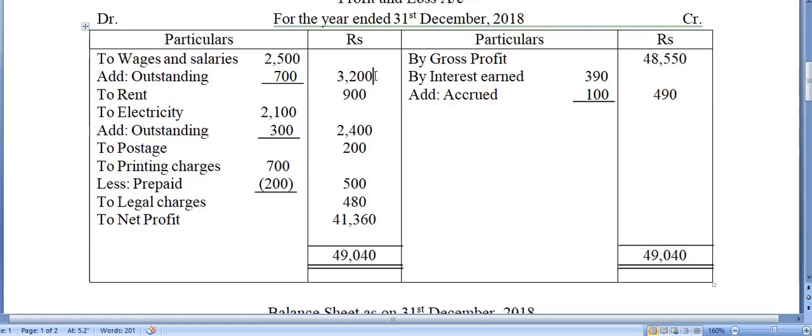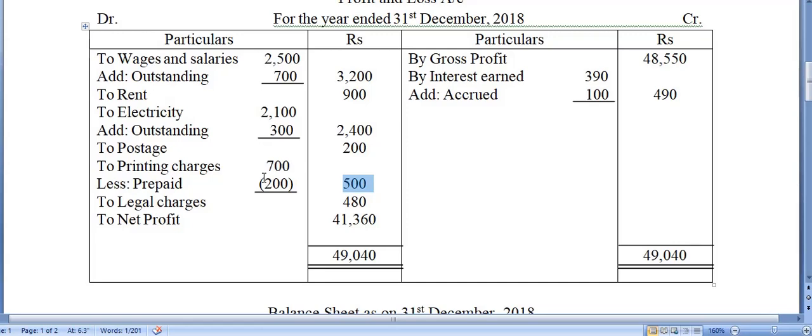it will be 3,200. Similarly, electricity is also outstanding. The electricity amount is 2,100, and you must add the outstanding amount, then it will be 2,400. But as I already said, if there is any kind of prepaid or advance payment, then you will subtract: 700 minus 200, then it will be 500. So why are we doing so? Because we prepare the PL account and trading account according to the accrual basis method. As I have already said, you must go through the accrual basis and cash basis theory section.